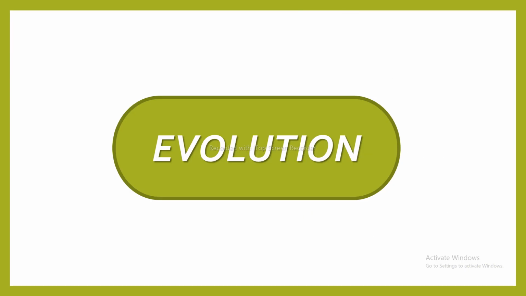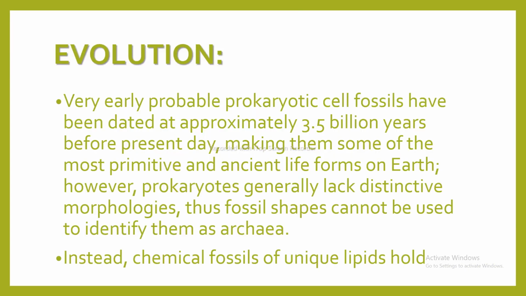Next I am going to discuss the evolution. Very early probable prokaryotic cell fossils have been dated at approximately 3.5 billion years before the present day, making them some of the most primitive and ancient life forms on the earth. However, prokaryotes generally lack distinctive morphologies. Thus, the fossil shapes cannot be used to identify them as archaea.